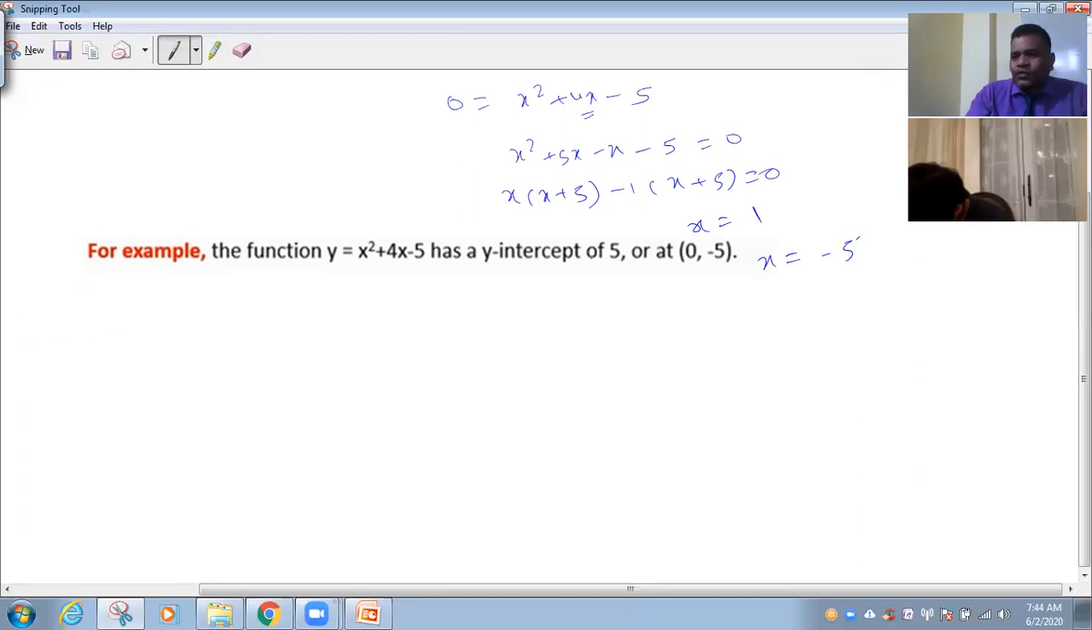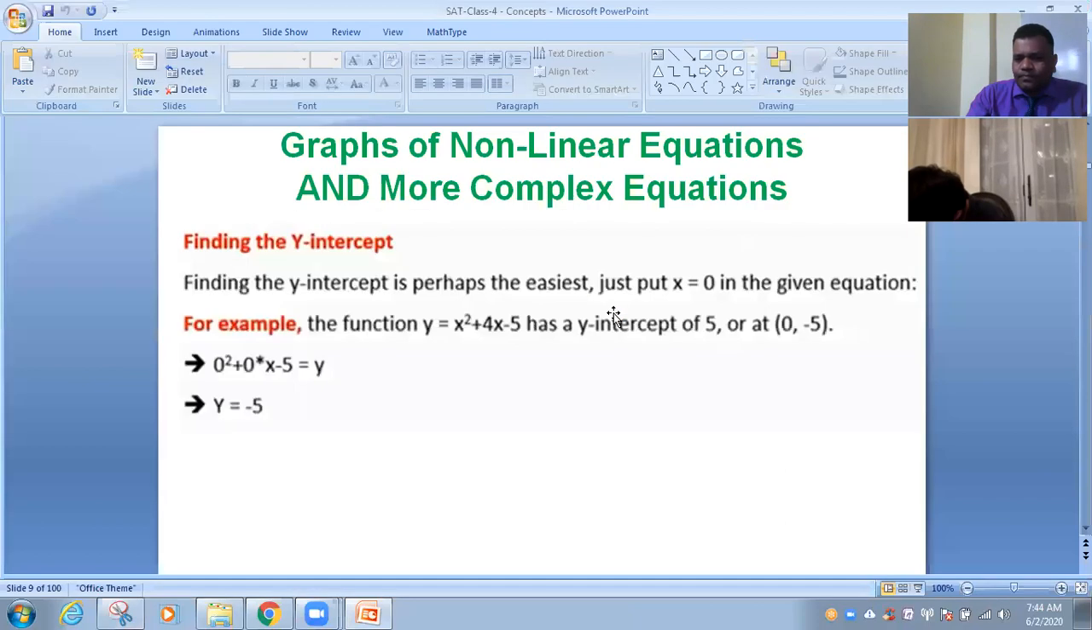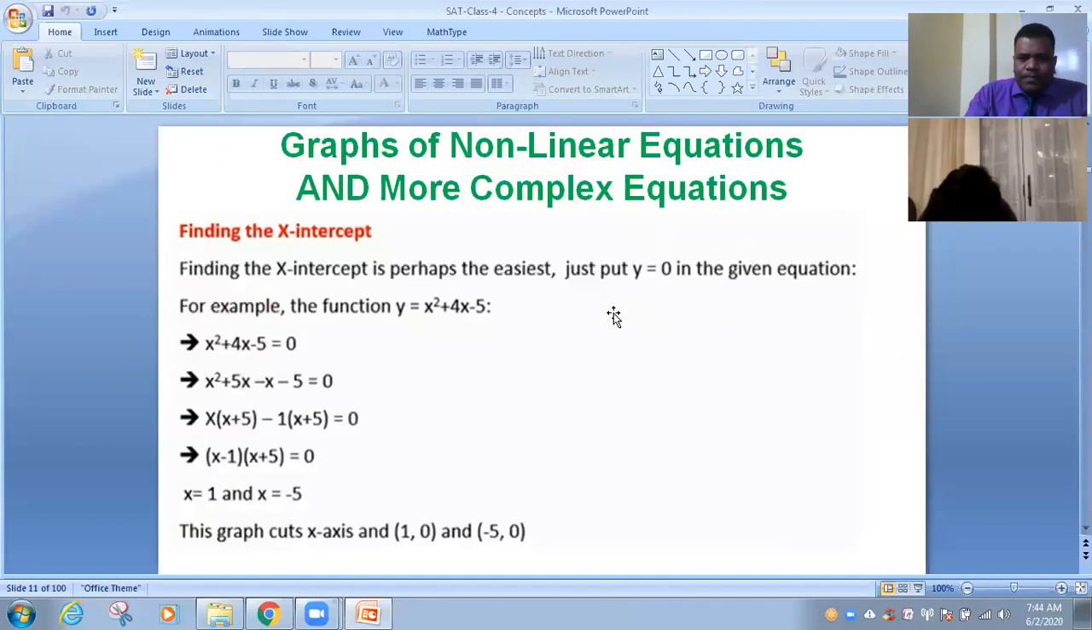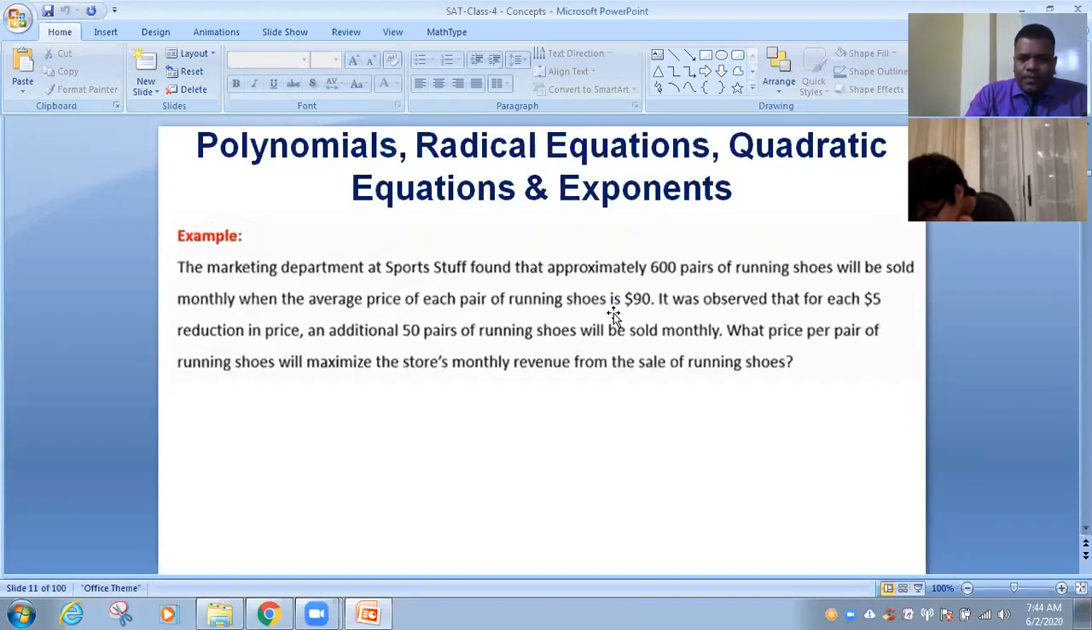So here we are getting two x-intercepts. Okay, so can you try this problem?